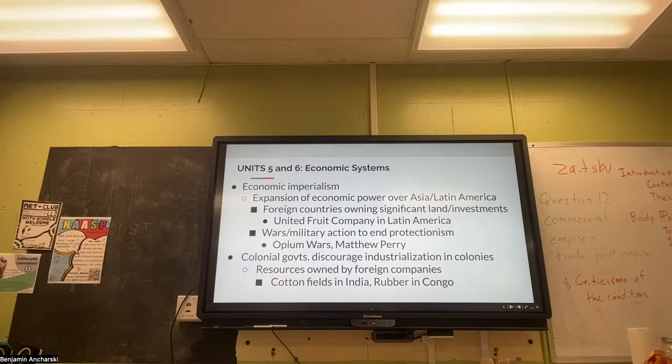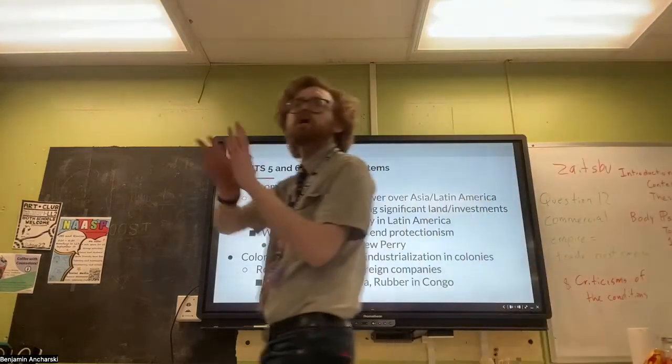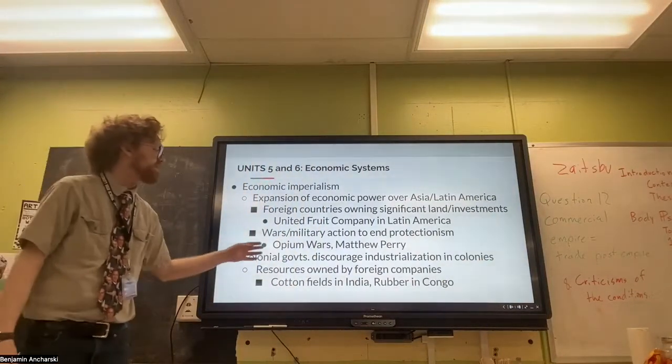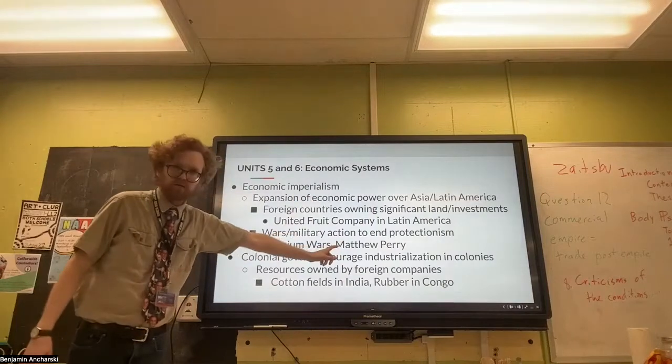But guess what? What do the British do? They basically walk up to China and say, buy my opium or I'll kill you. So we do see the Opium Wars are going to break open China to be a place to sell manufactured goods and opium. But also Japan.